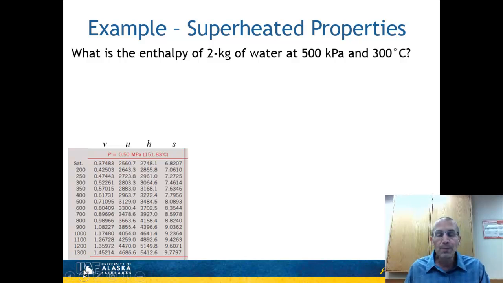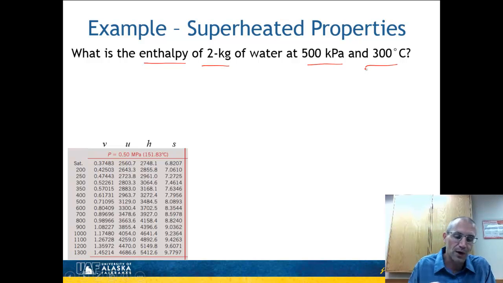Alright, so finding property values is a little bit easier on the superheated tables because we don't have to deal with mixtures. We just need to find the proper table that has the properties we need. The easiest way to do this is to look at an example where it's asked, what's the enthalpy of 2 kilograms of water? And I'm given a temperature and a pressure, 500 kilopascals and 300 degrees Celsius. So I'm going to go to the superheated table and look up 500 kilopascals. In our table, that's at 0.5 megapascals. Recall, 500 kPa is 0.5 megapascals.